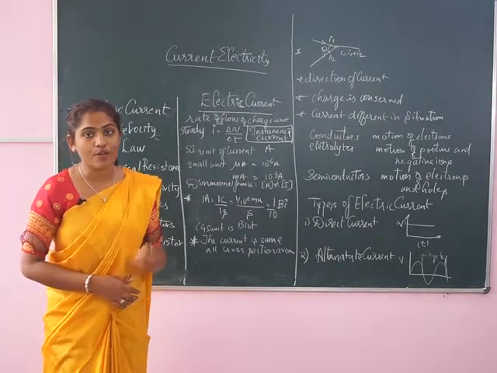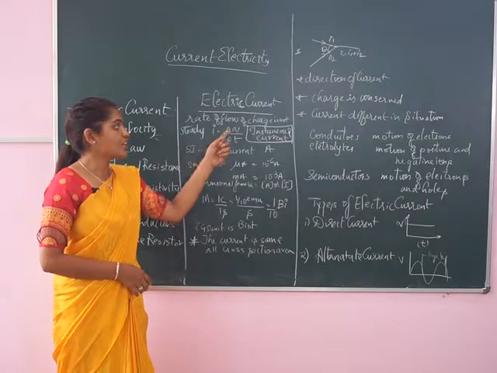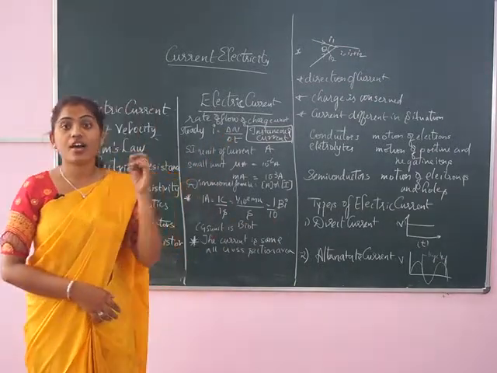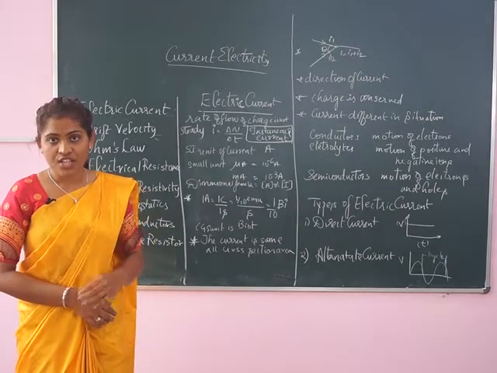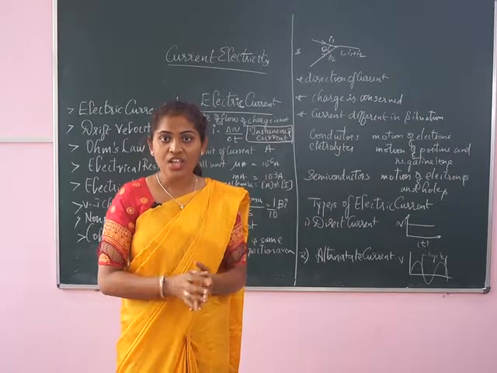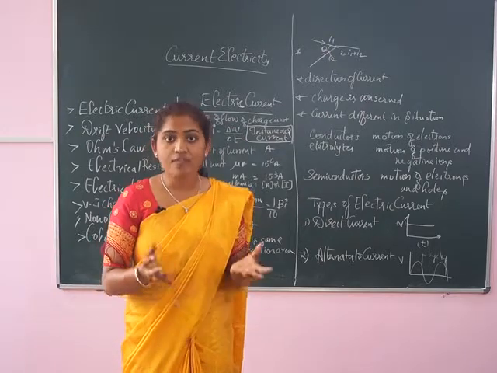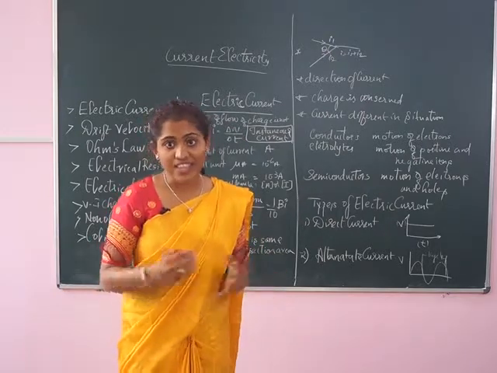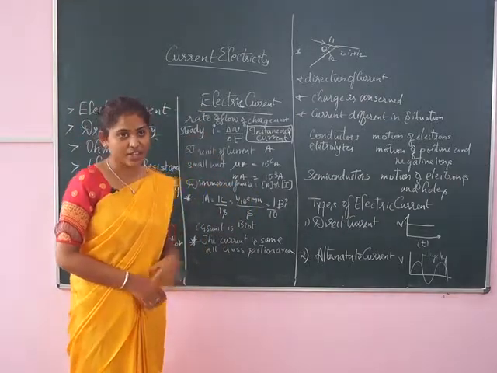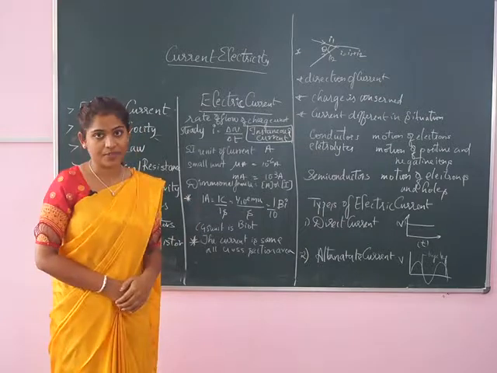We have a formula for it: I is equal to delta Q by t. Just now I said that current is nothing but the rate of flow of charge. The charge flows through a cross-sectional area with respect to unit time, and then it is said to be a current. I is the symbol of current.